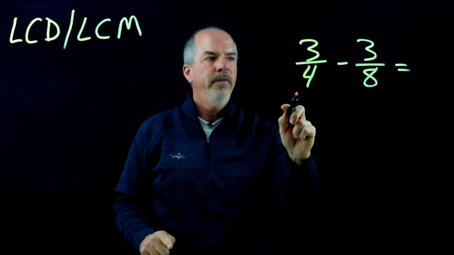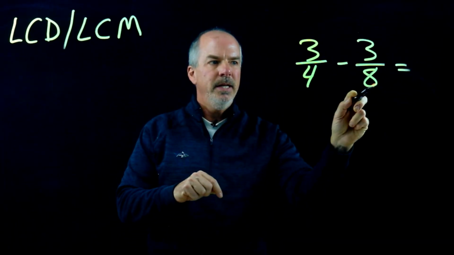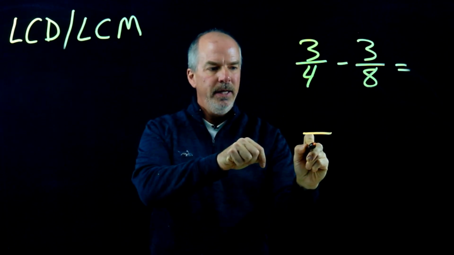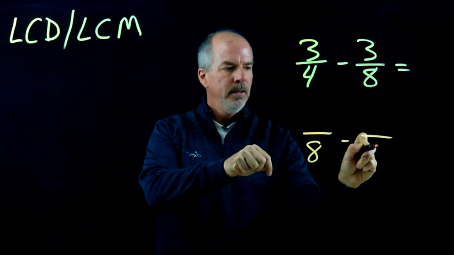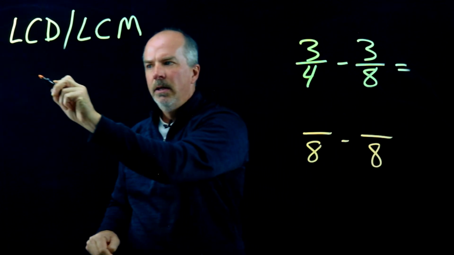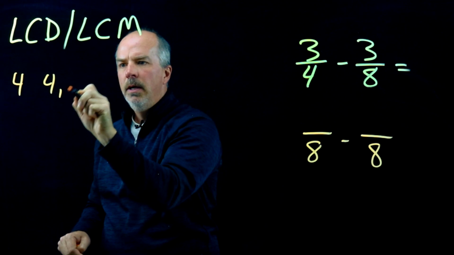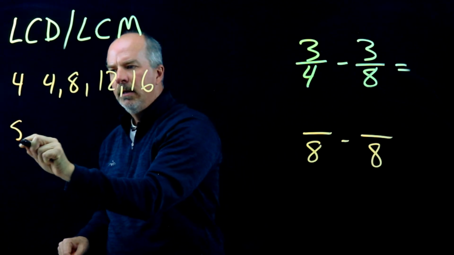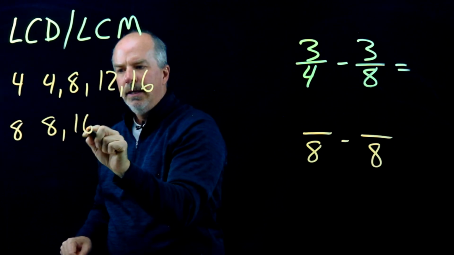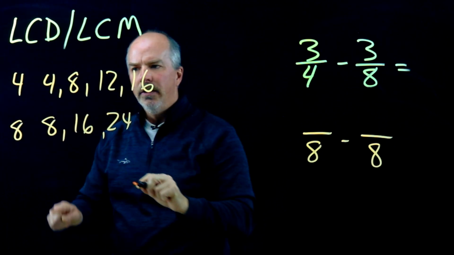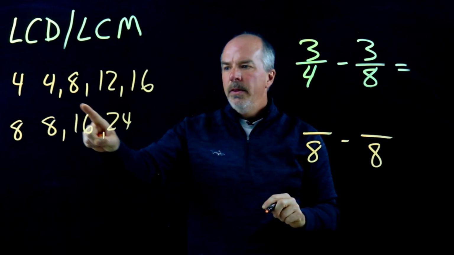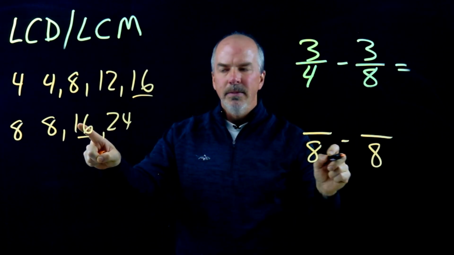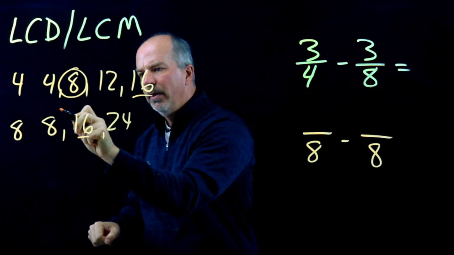Let's do some more. Okay, 3/4 minus 3/8. I've got to have a common denominator. I can see that 4 will go into 8, so I know my common denominator is going to be 8. Well, let me just show you that. Multiples of 4 will be 4, 8, 12, 16. Multiples of 8 would be 8, 16, 24, etc. So they both share 16, but the least common multiple that they both share is 8, and that's what we want to work with.